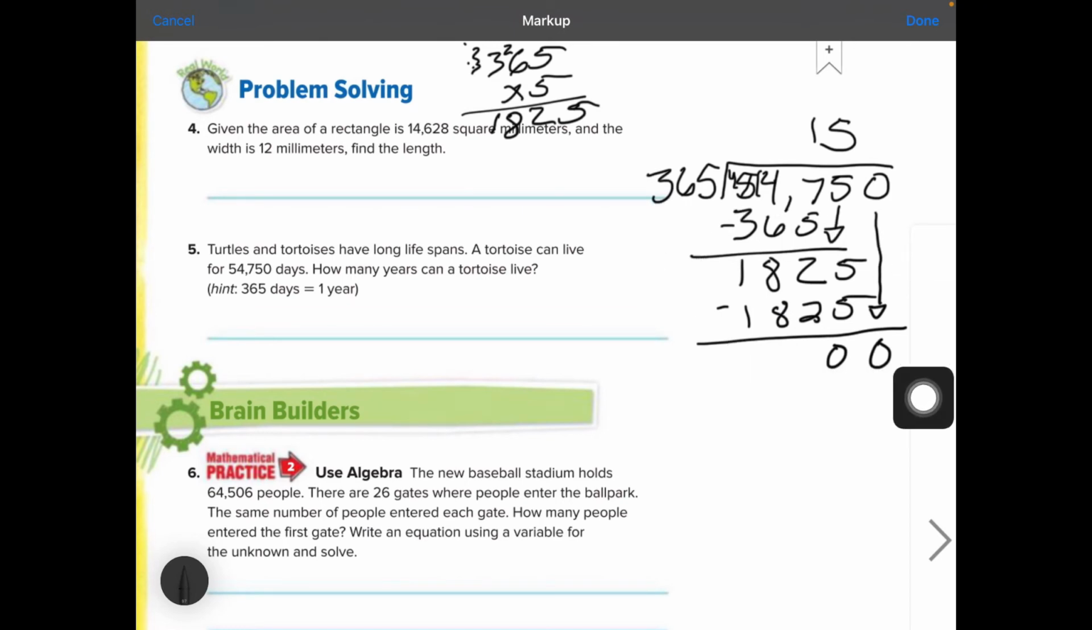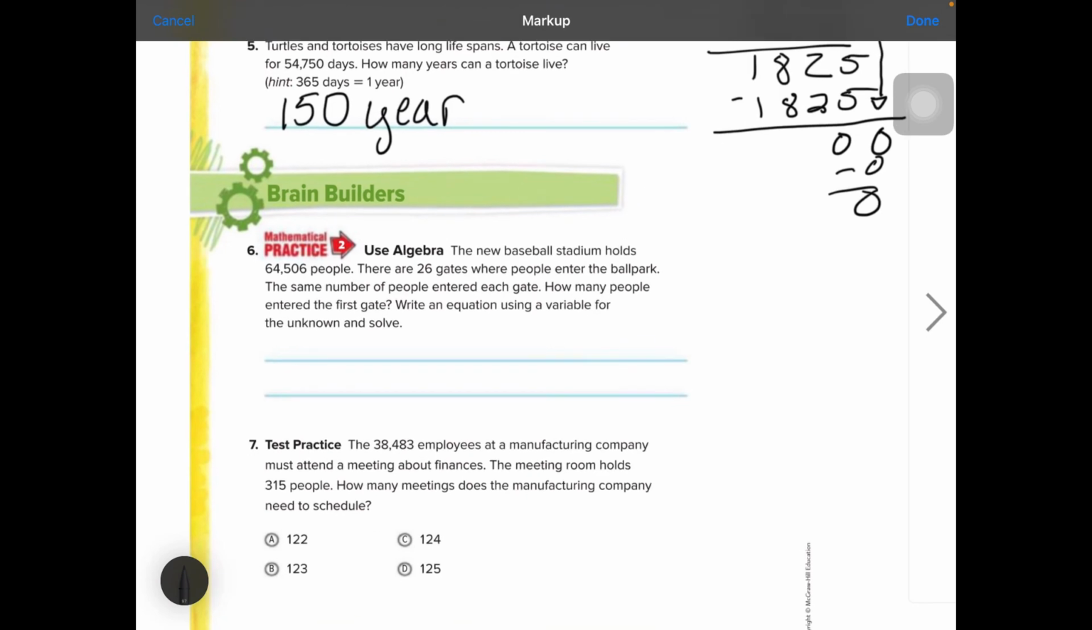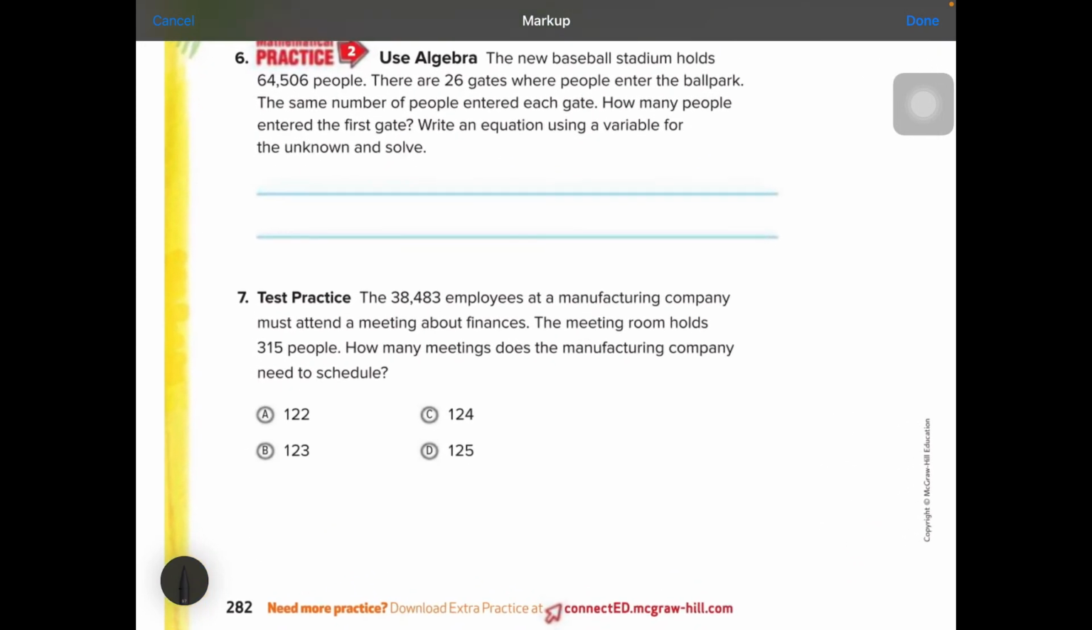Okay, 365 will not go into 0, so I have to add a 0. Work it all out, and there's nothing else to come down, so I'm finished. Did you see my easy number right there? So 150 years. Reminds me of the turtle on Finding Nemo. Crush, I think was his name.